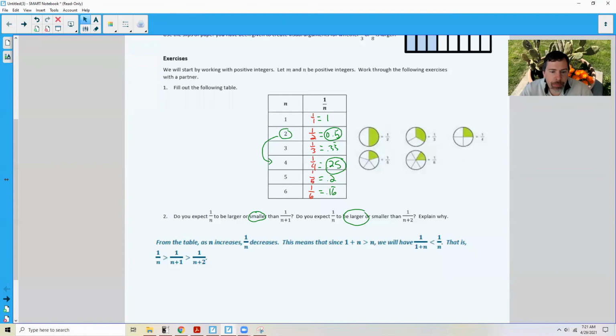Okay, so from the table, as n increases, 1 over n decreases. This means that since 1 plus n is greater than n, we will have 1 over 1 plus n be less than 1 over n. That is, 1 over n is greater than 1 over n plus 1, which is greater than 1 over n plus 2. So the bigger the denominator gets, the smaller the fraction becomes, or the number, the decimal.